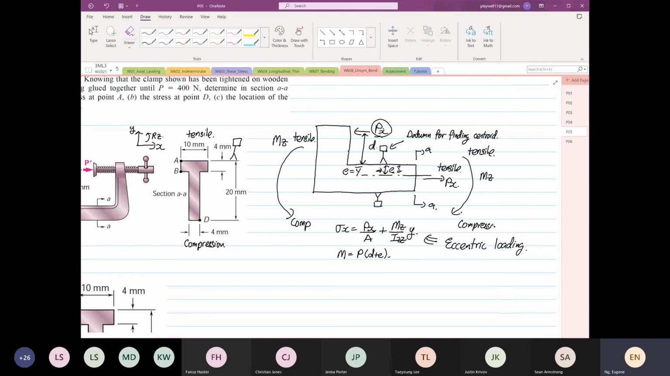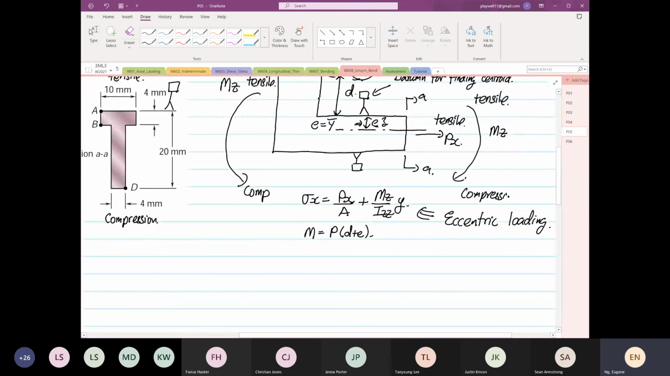So we have to find simple stuff first. So we're going to find what is Px. We don't know Px, we don't know A, we don't know Mz, we don't know Izz. Why? Dependent on the area. So do simple stuff first. So Px is equal to plus 400. Is it plus 400? Yeah, plus 400. Why do you put plus? You know that it's going to induce a tension. Then the next thing we do is moment about Z.